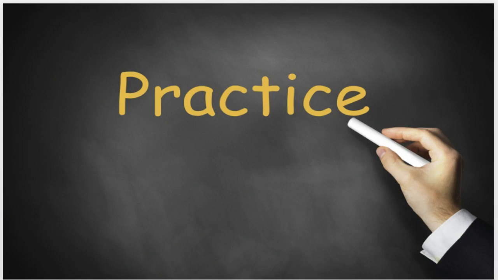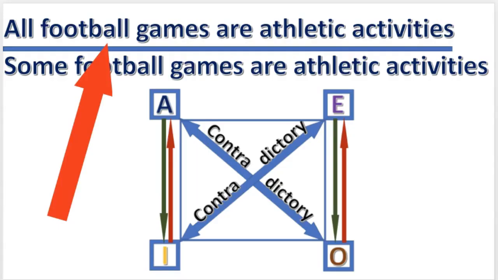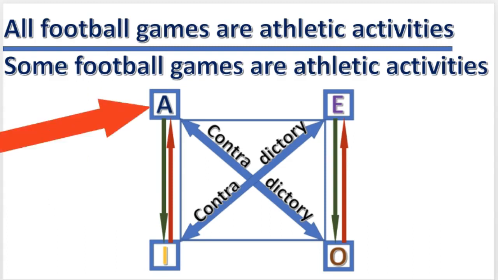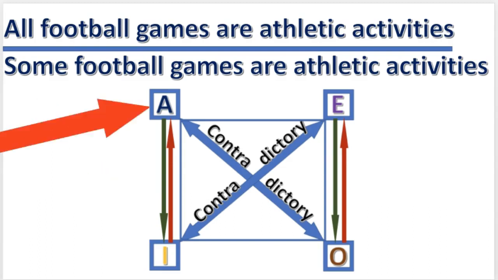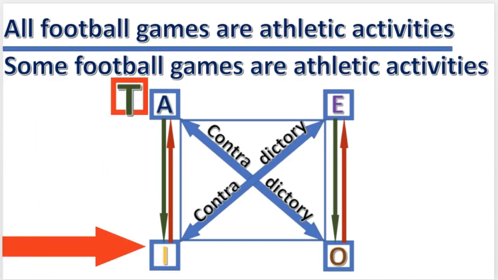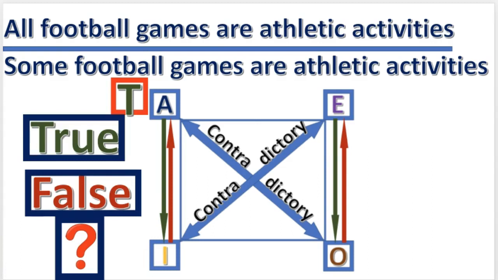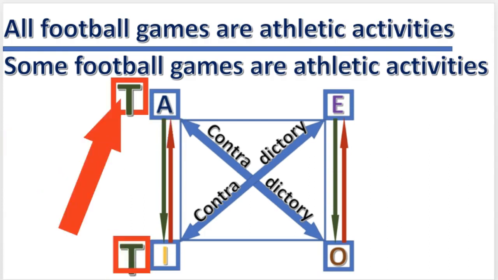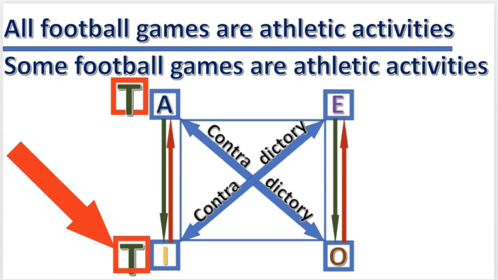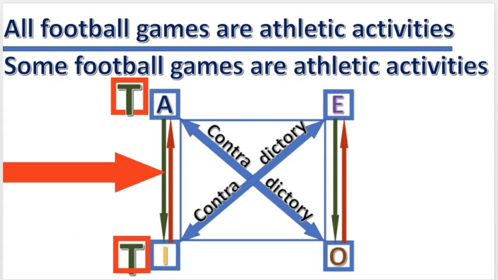Now, time to work some practice problems on your own. This premise is an A proposition, and the conclusion is an I proposition. So if A is true, what is I? Press pause if you need to, because the answer will appear in 3, 2, 1. Ding! True. If A is true, then I must be true, because of subalternation.